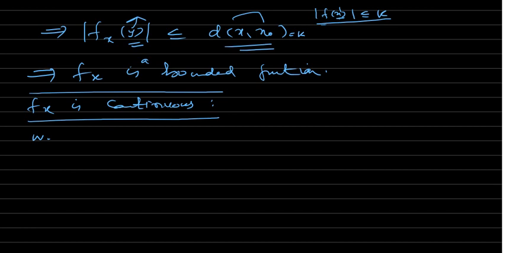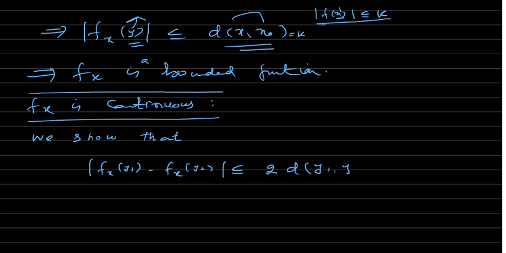We show that mod of f_x(y1) minus f_x(y2) is less or equal to 2 times the distance between y1 and y2. So this is Lipschitz, and this 2 is the Lipschitz constant. If you have studied Lipschitz functions you will be clear about what Lipschitz means, but we need continuity, so don't worry about Lipschitz. We will prove this, then it's a continuous function. We prove it for all y1, y2 belongs to X. So let's choose any two points y1, y2 belongs to X.